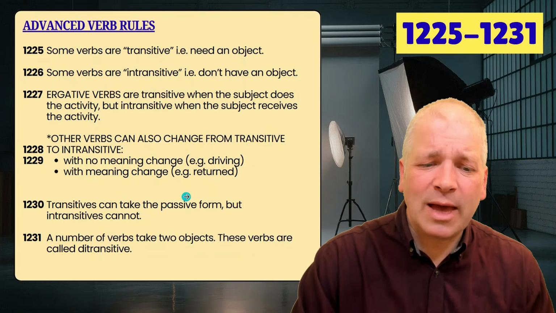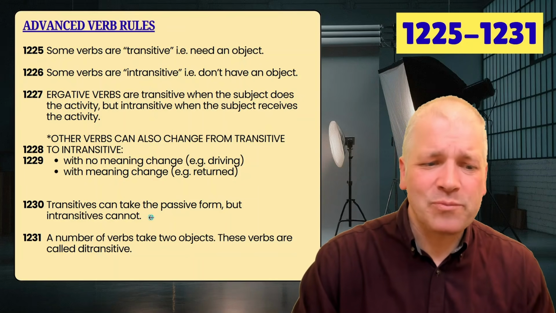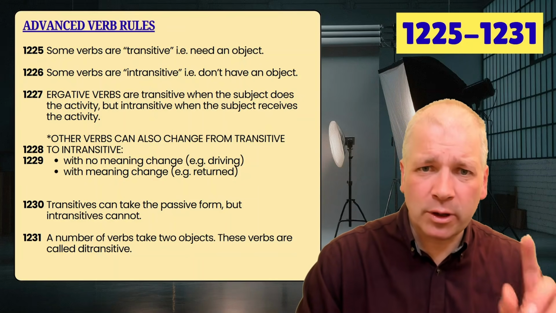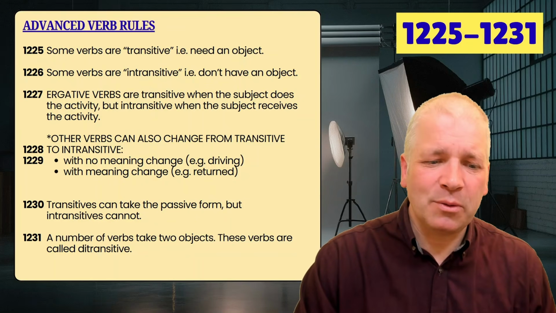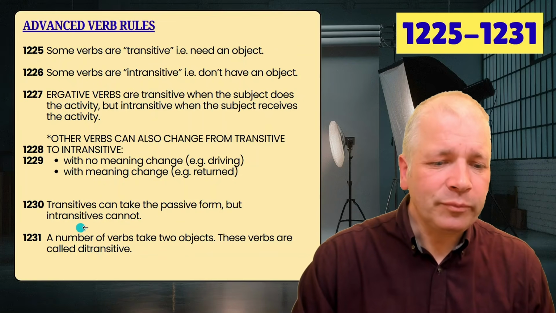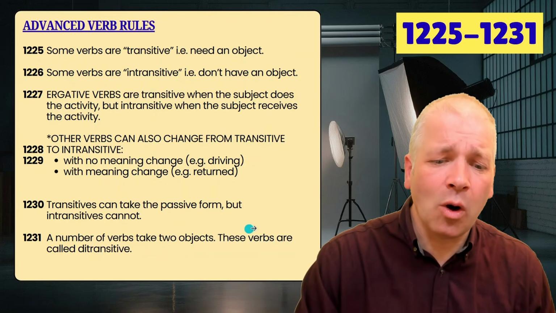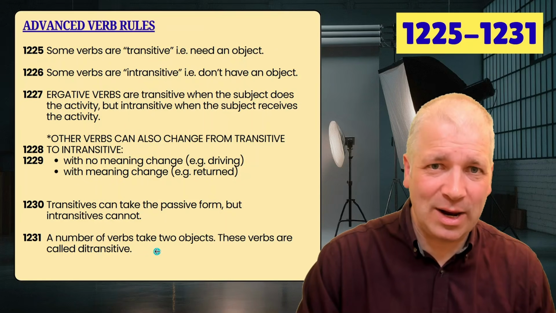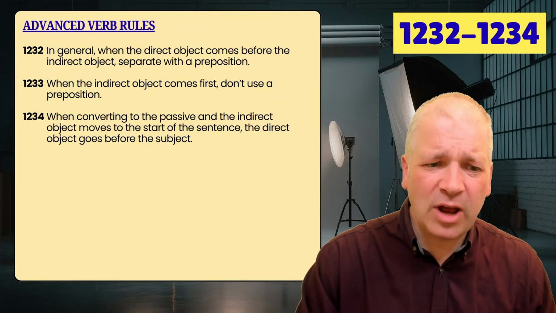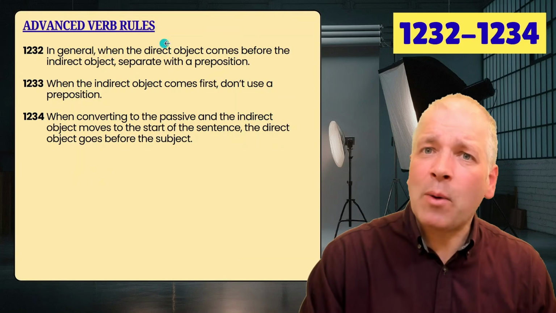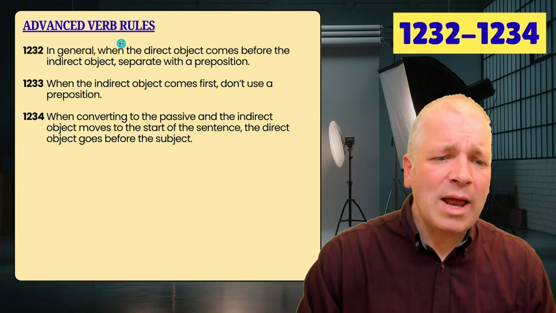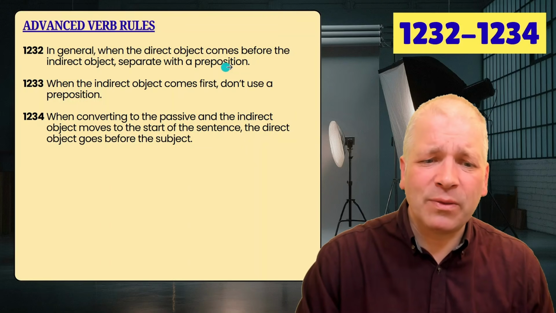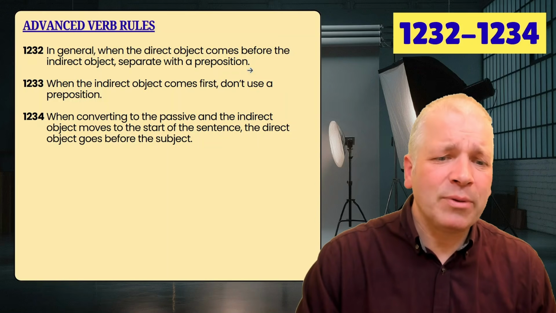Now, transitives can be passive. Intransitives cannot. So look at the video on passives, or the earlier part of this video on passives, to learn more about that. A number of verbs can take two objects, and these are called ditransitive. So those are the general rules. What about when we have a direct object and an indirect object? When we have a direct object before an indirect object, we separate these with a preposition.